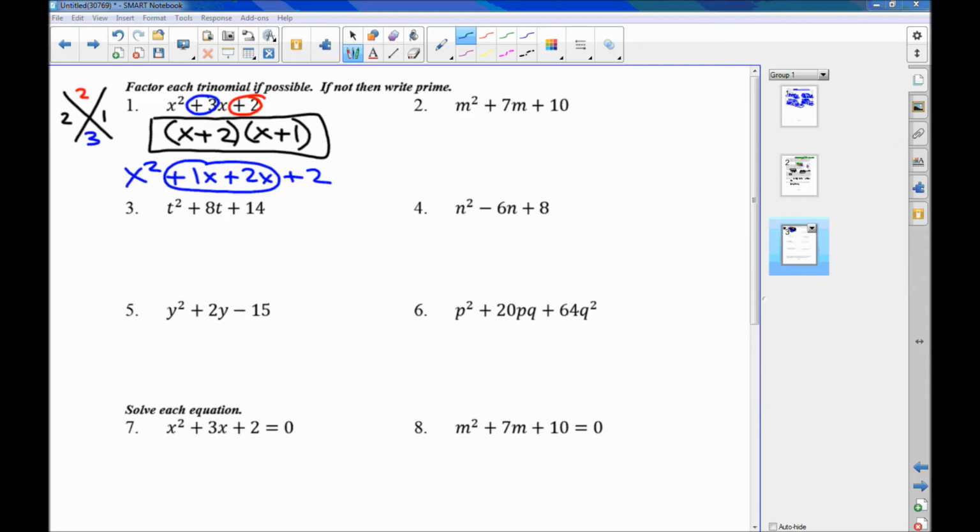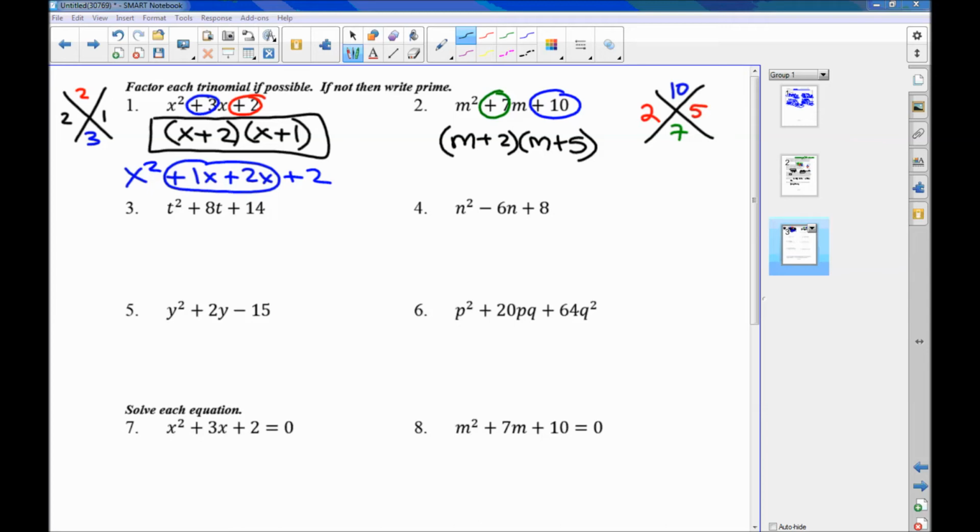All right, number 2. m squared plus 7m plus 10. We want two numbers that multiply to 10 and add to 7. Things that multiply to 10 are 1 and 10, and 2 and 5. 1 plus 10 would make 11, and 2 plus 5 would make 7. So it's going to be 2 and 5 for our answer here. This would factor into m plus 2 and m plus 5.